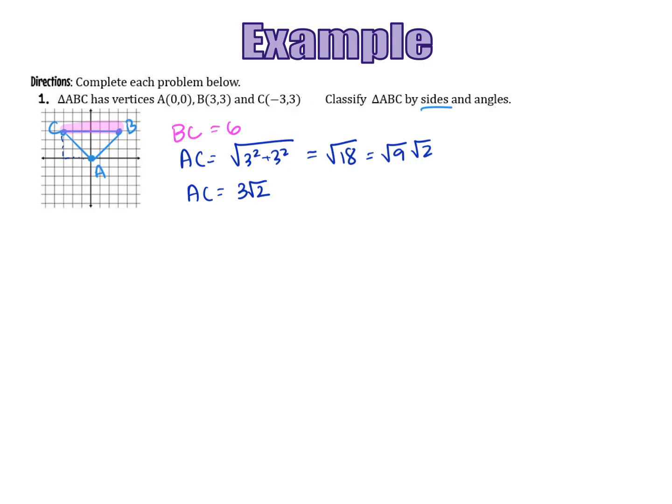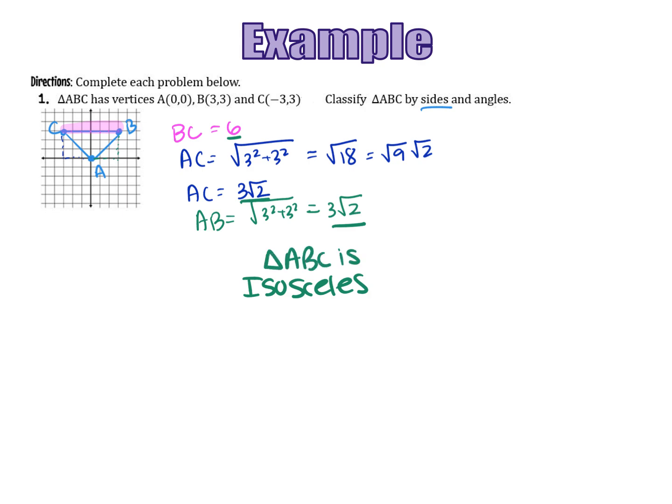And then we can look at BA, or AB. This actually looks like it's going to be the same as what we just did. So instead of re-showing all that work, I'm going to just jump to the conclusion, which is it's going to be 3 root 2. So if we're classifying this by sides, we have two sides that are the same length and a third side that is not. So this is an isosceles triangle. So let's say triangle ABC is.